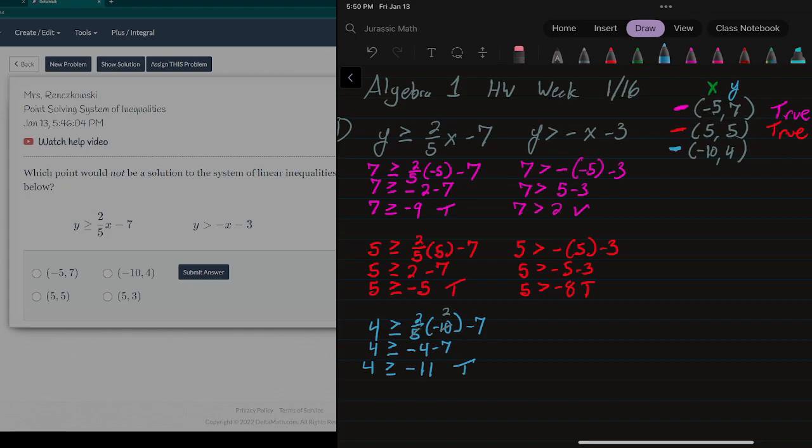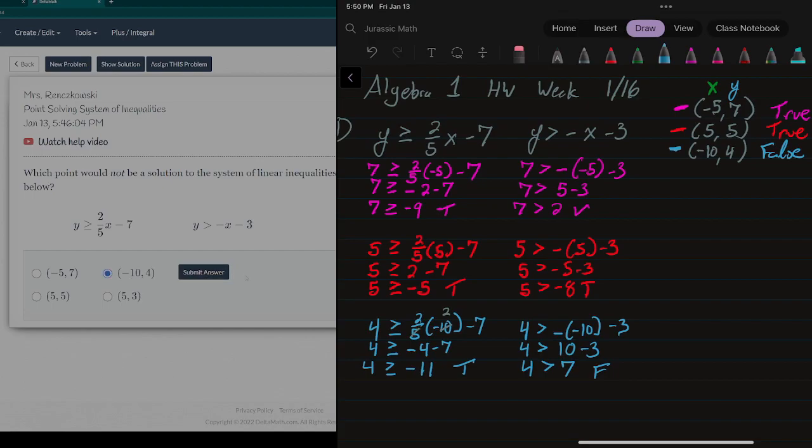And my last one, because if this doesn't work, then I know the answer is going to be the last one. Let's plug it in. 4 is greater than -10 minus 3. 4 is greater than a positive 10 minus 3. 4 is greater than 7. Oh, that's a false statement. So since this one is false, that has to be the answer.